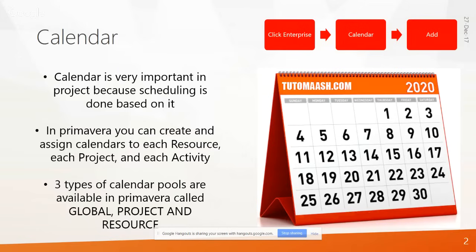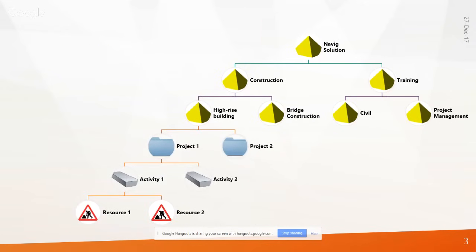And in Primavera, there are three types of calendar pools available. Calendar pools, or you can call it calendar groups. There are three groups: global, project, and resource. Now, what is the difference between global calendar, project, and resource calendar? It's very simple. You already know the EPS. Just look at the structure.